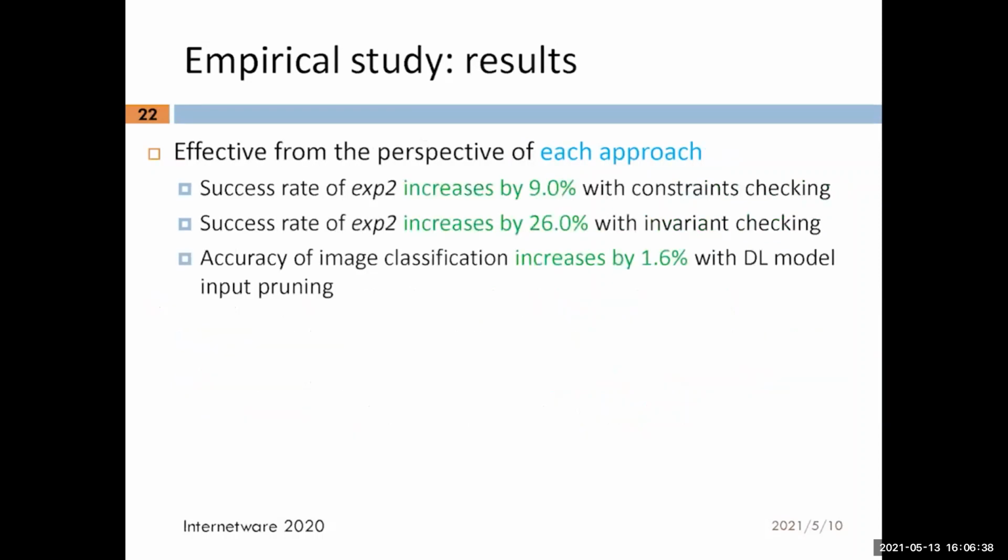These input validation approaches are effective from the perspective of each approach. The success rate of experiment 2 increased by 9% with constraint checking enabled, increased by 26% with invariant checking enabled, and the accuracy of image classification increased by 1.6% with deep learning model input pruning enabled.